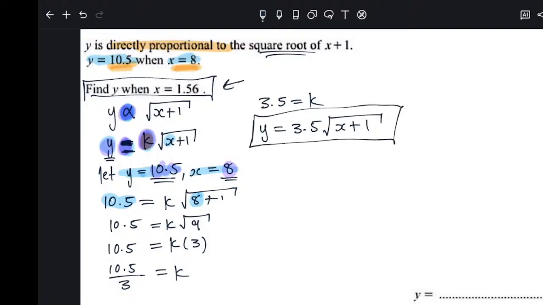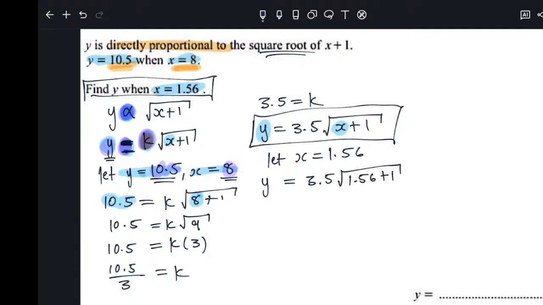Here they are saying find what? They are saying find y when x is this. So they are telling us the value of x. We put it here on x. Then we see what answer for y we'll get. So we will now come here and we say let x be equal to 1.56. We will now say y is equal to 3.5 square root of 1.56 plus 1.